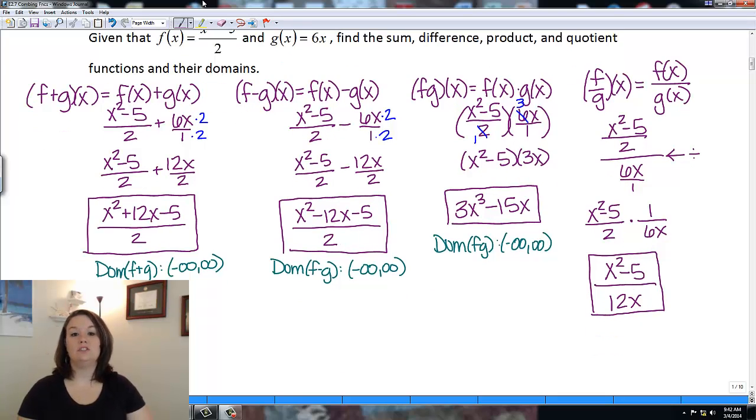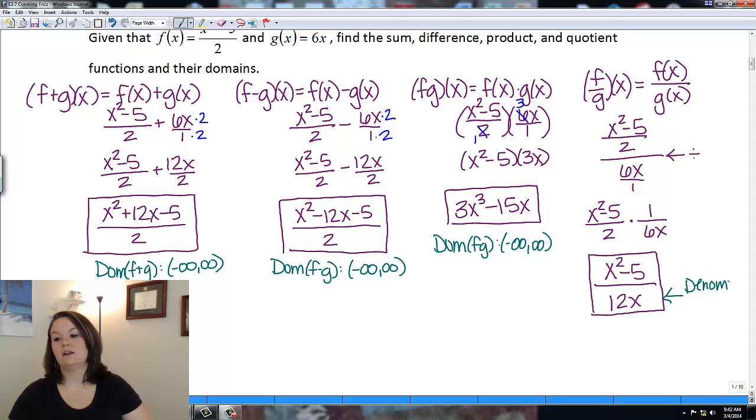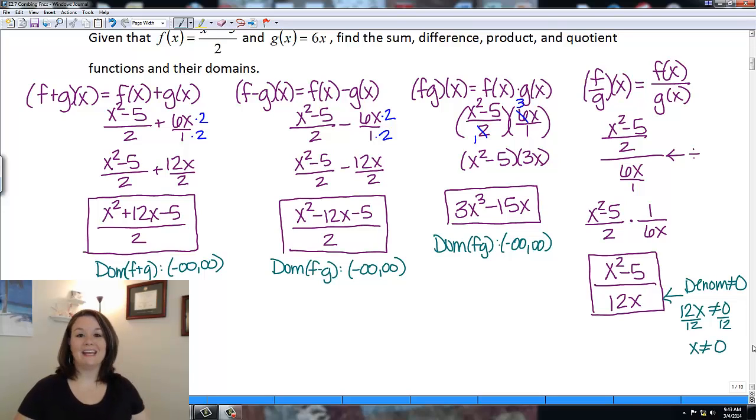But notice I do have a restriction here on my domain because now I have a variable denominator. And remember, our denominator cannot equal 0. So I'm just going to work it out over here. That means that 12x cannot equal 0, which if I divide off my 12 means that x cannot equal 0. So I'm starting out with negative infinity to positive infinity being my domain, except I need to exclude 0.